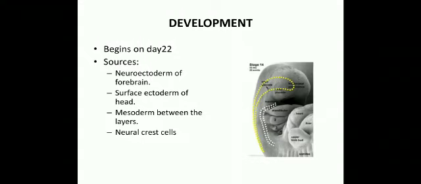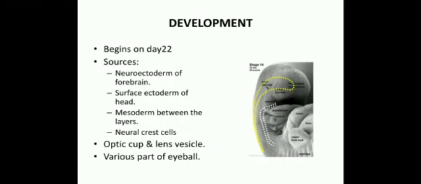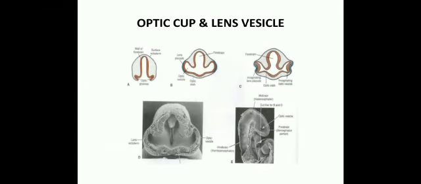and corneal epithelium. So, the development of the eyeball can be described under two different headings. One is the optic cup and the lens vesicle and the other is the other parts of the eyeball. So, how do the optic cup and the lens vesicle develop?